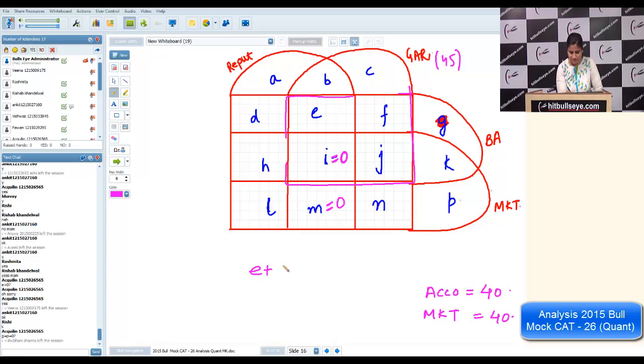Now time to make equations. And 1/3 had experience in marketing. What is 1/3 of 45? It will be 15. And they had experience in marketing as well. I plus J plus M plus N, that is equal to 15. Is it okay?